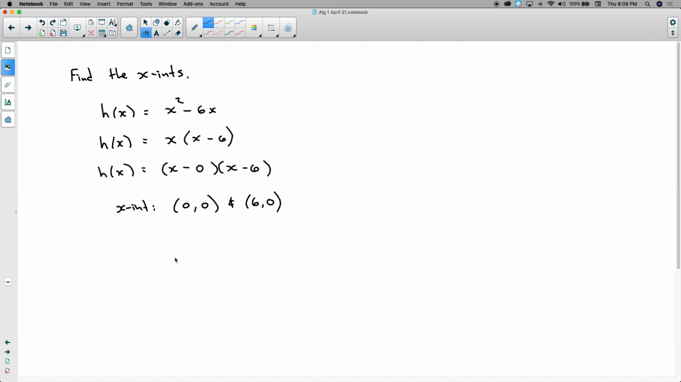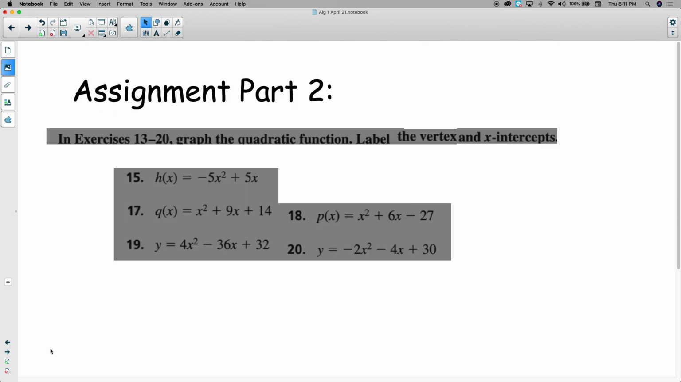Okay, so then here comes assignment part 2. Okay, here you go. Here are the 5 problems for part 2. Please do follow the examples that I laid out in remote learning part 2. Make beautiful graphs, please, the best you can, and label things up. It all comes down to factoring. Okay, thank you.